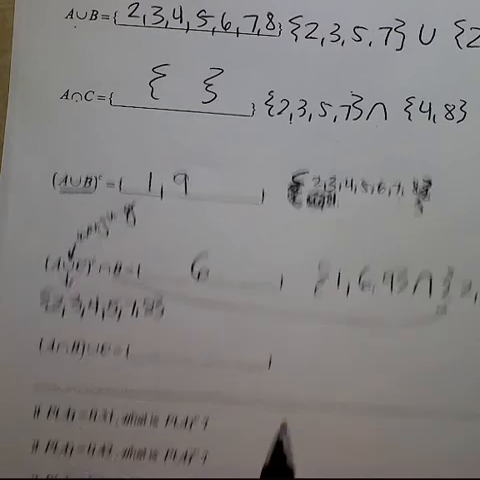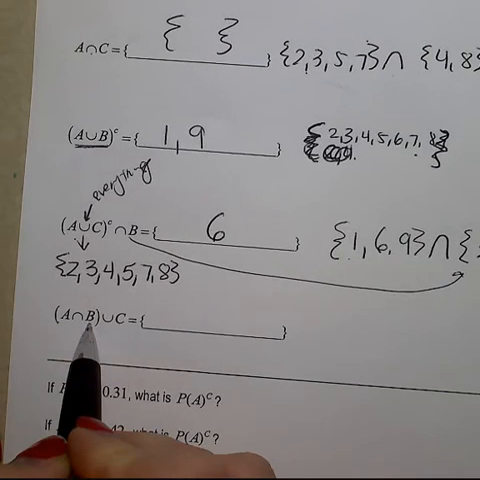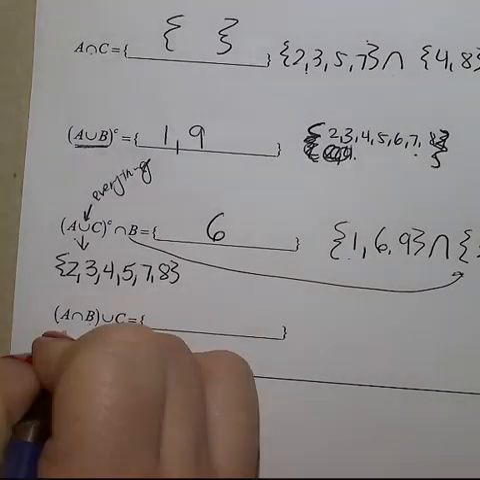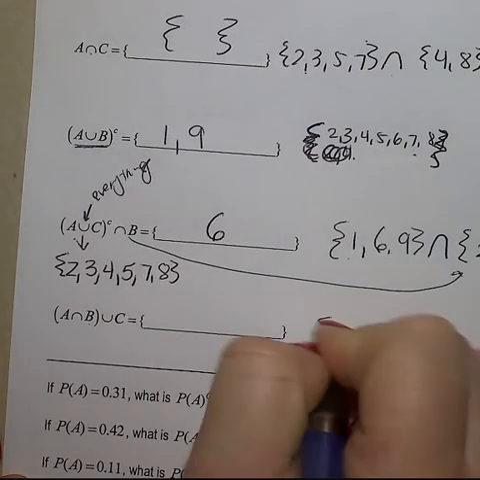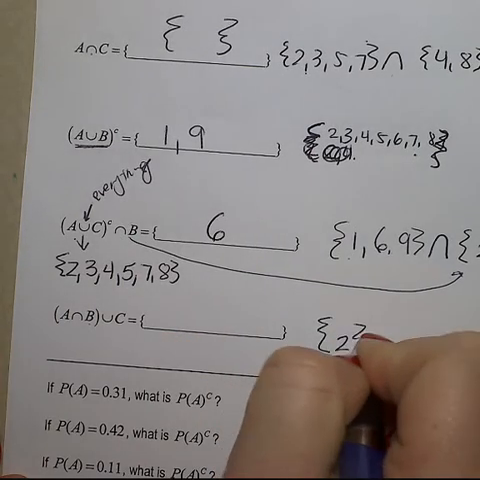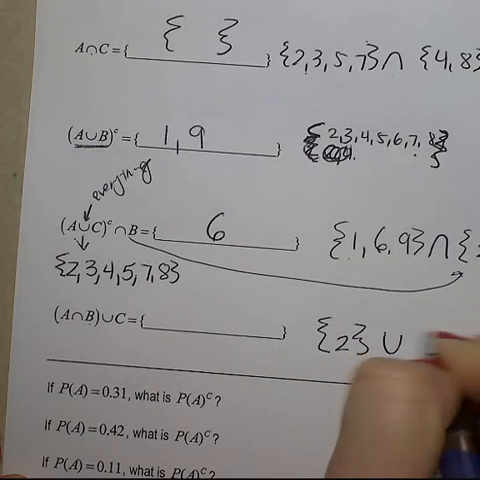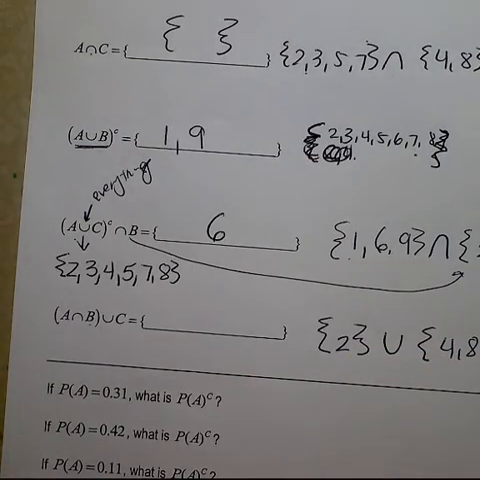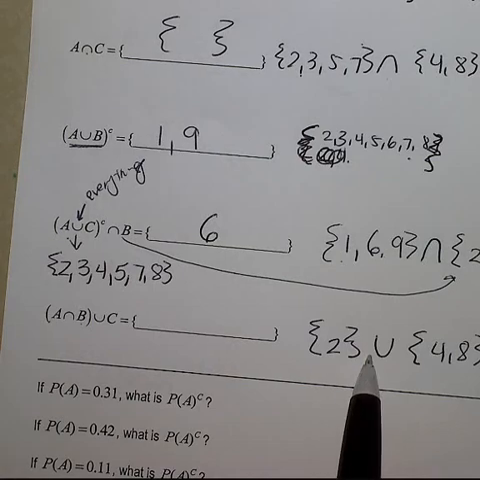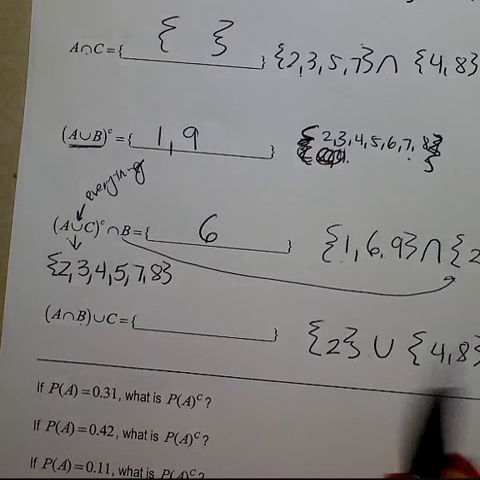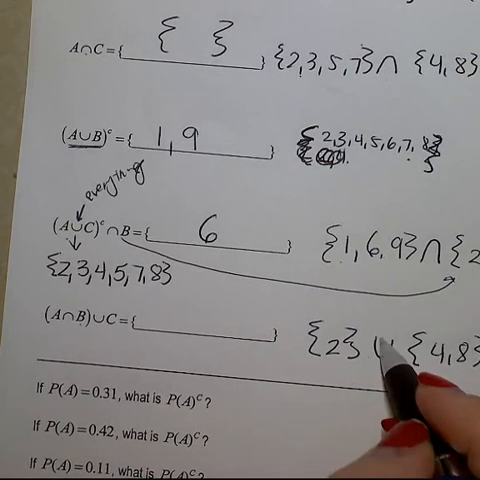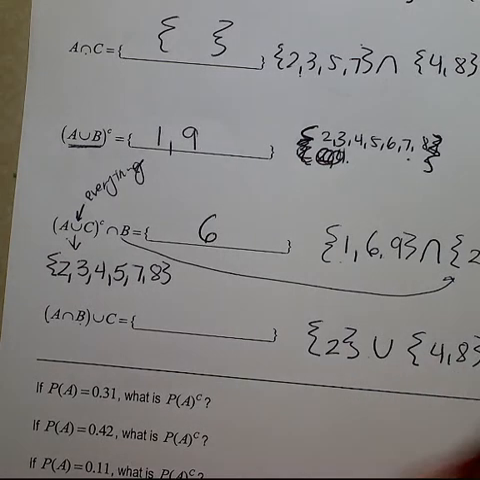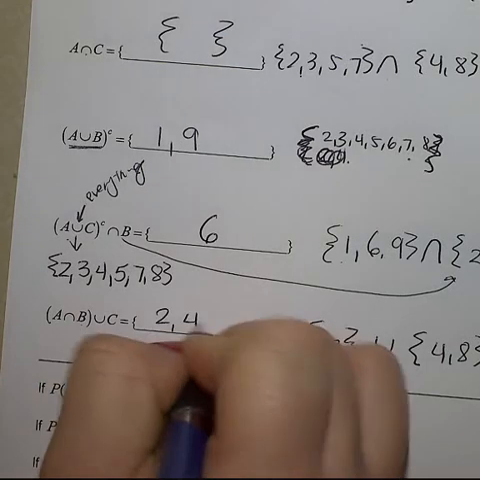Okay, have we already done A intersect B? Okay, let's be lazy and write it down. So A intersect B is the number 2. Then I use the union symbol, and I write down 4 and 8. So union again means everything in either one. So 2 and then or 4 and 8, what do they all have in common? 2, 4, and 8.